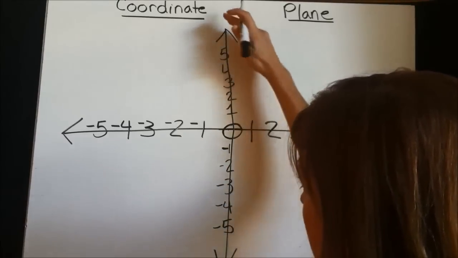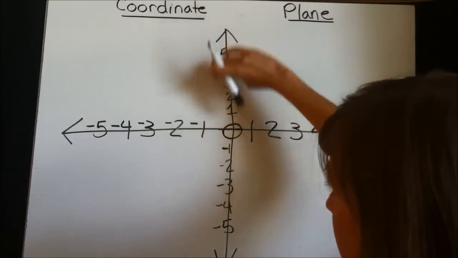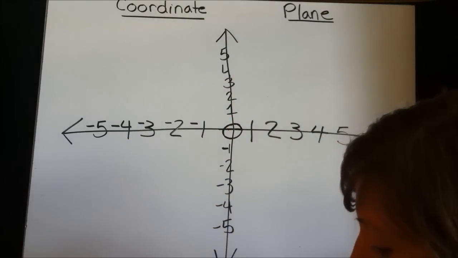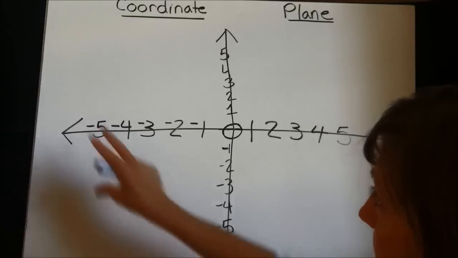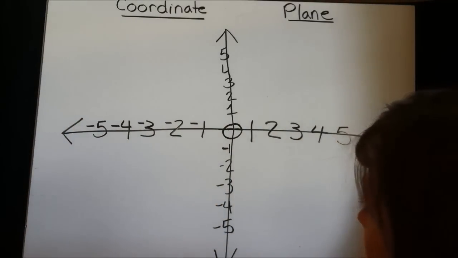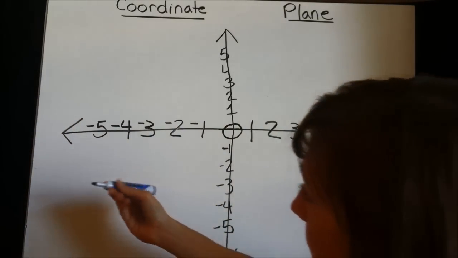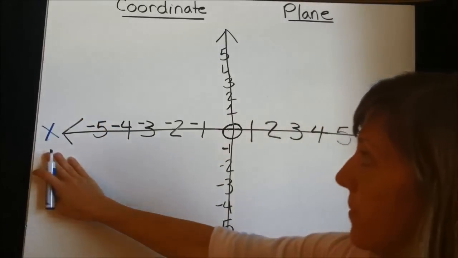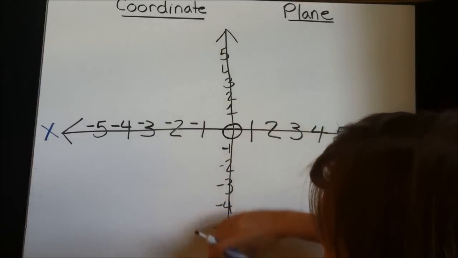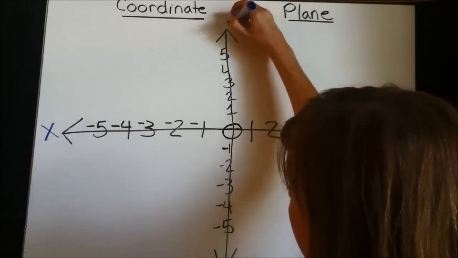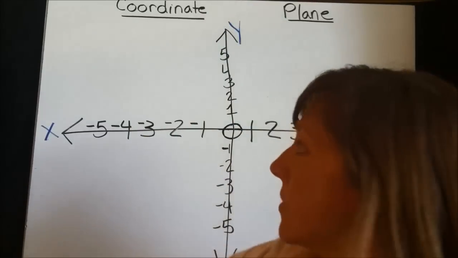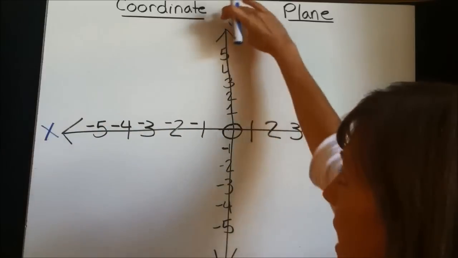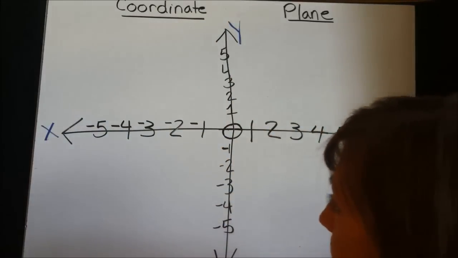When two number lines cross each other, a horizontal number line and a vertical number line, it's called a coordinate plane. The horizontal number line, this number line right here, is called the x-axis. And I'm just going to put an X over here. The vertical number line is called the y-axis. An axis is a number line. So we have an x-axis and a y-axis crossing each other.